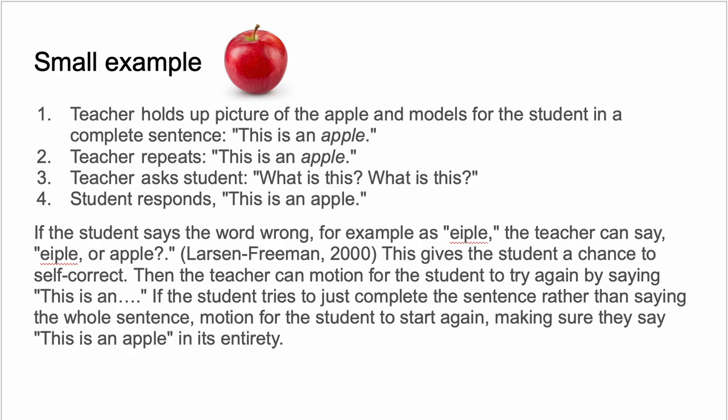If the student says the word wrong, for example, as "apple," the teacher can say "apple or apple," giving the student a chance to self-correct, which is the best option here, which is why we're giving them a choice. Then the teacher can motion for the student to try again by leading them with "This is an," and if the student tries to just complete the sentence, saying just "apple," for example, the teacher can start again, prompting the student to say the whole sentence.